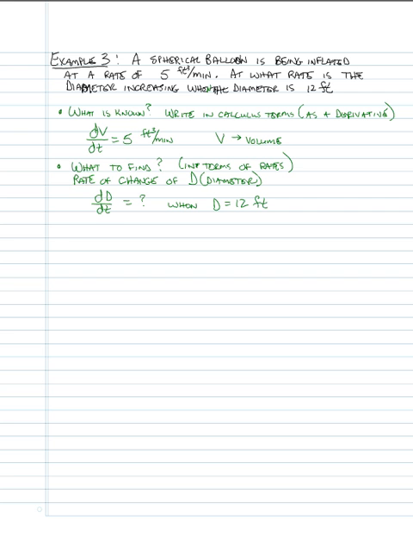Okay, so we look above, and we've got two different variables, v and d. We need an equation with v and d. That's the next issue. V represents volume, and d is the diameter, and we're talking about a sphere, so we need to use the equation for the volume of a sphere.